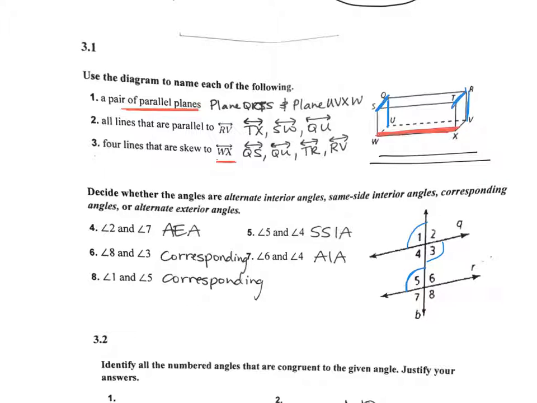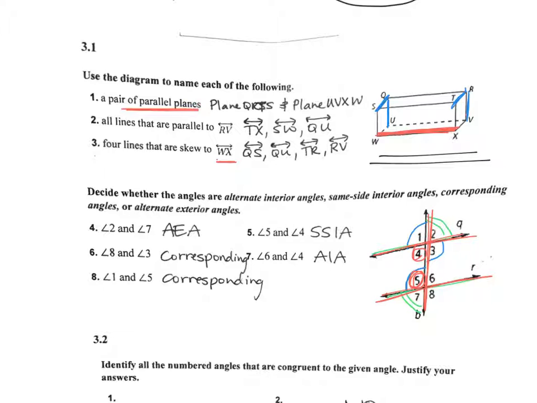I could say 2 and 7 are alternate exteriors. They're on opposite sides of the line, and they're outside of the parallel lines, these lines, okay? So 2 and 7 would be alternate exteriors. I'd say 4 and 5, those are same side interiors. So they're on the same side of the line, but they're inside these parallel lines.